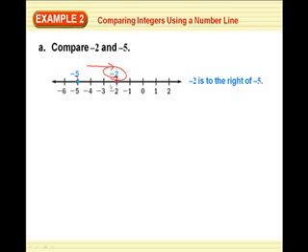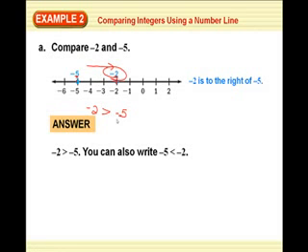I always think about owing money. Do you want to owe $5 or do you want to owe $2? Owing $2 is better than owing $5. So -2 is greater than -5. And with the negatives, it just messes it up. It switches the numbers. The bigger the negative, the less it's worth.